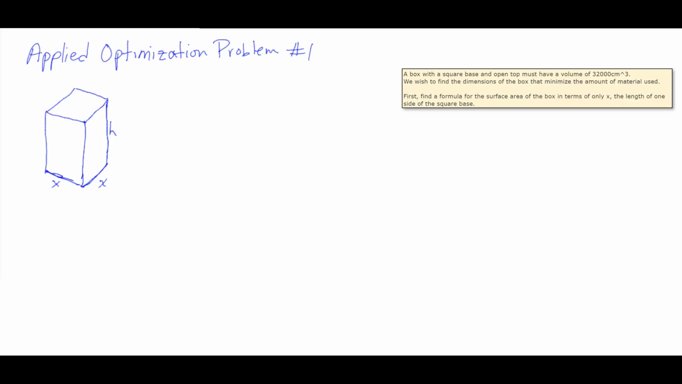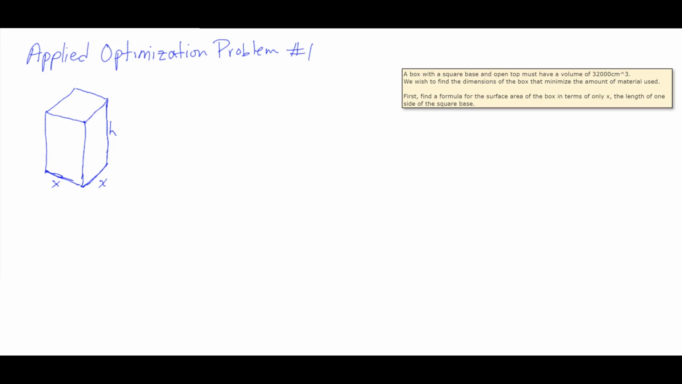Okay, some of you are having trouble with this particular applied optimization problem that states that a box with a square base and open top must have a volume of 32,000 cubic centimeters. We wish to find the dimensions of the box that minimize the amount of material used. First, find the formula for the surface area of the box in terms of only x, the length of one side of the square base.